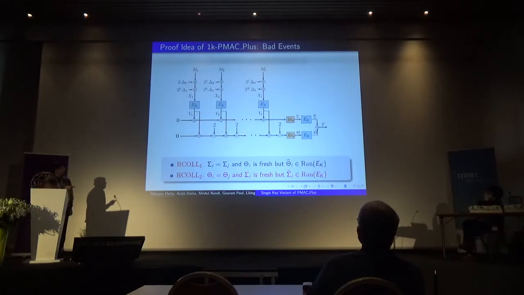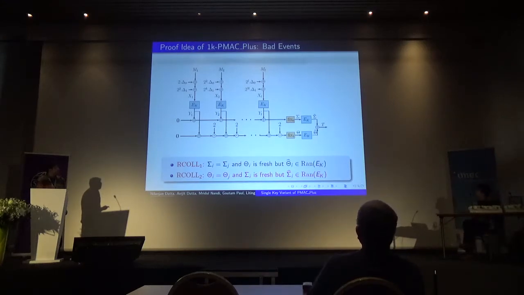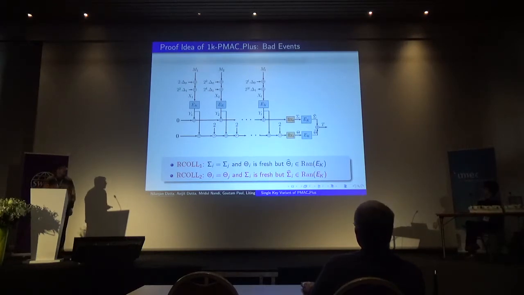Next one is for the permutation compatibility issues. So say sigma I equals sigma j and theta I is fresh, but somehow theta I hat is in the range of the permutation. And similarly, theta I equals theta j and sigma I is fresh, but somehow sigma I hat belongs to the range of Ek. So these cases are considered as the range collisions.